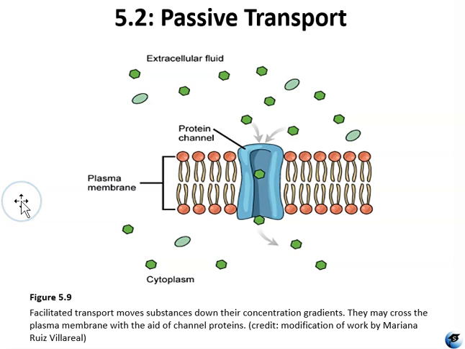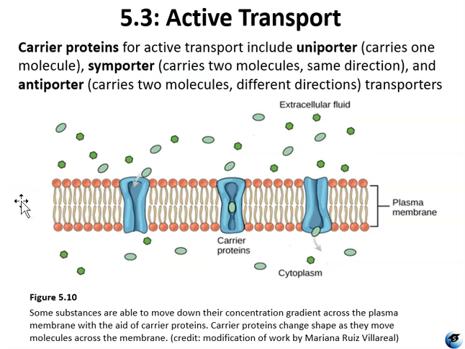Now, carrier proteins are different from channel proteins. Carrier proteins are involved in active transport, and that's different from passive transport because active transport requires the use of energy in the form of ATP, remember? So carrier proteins carry substances from one side of a membrane to the other. Many carrier proteins are found in the cell membrane, though they can also be found in the membranes of internal organelles like mitochondria, chloroplasts, and the nucleolus.